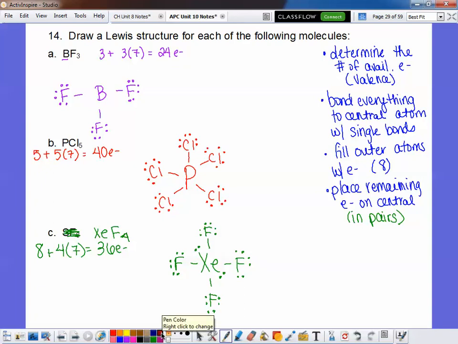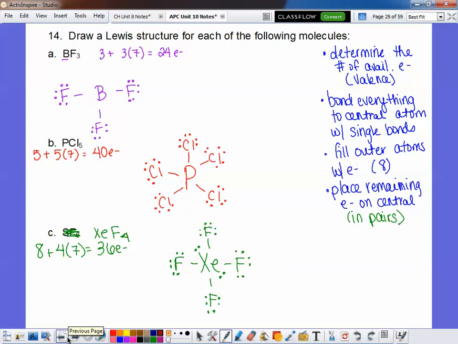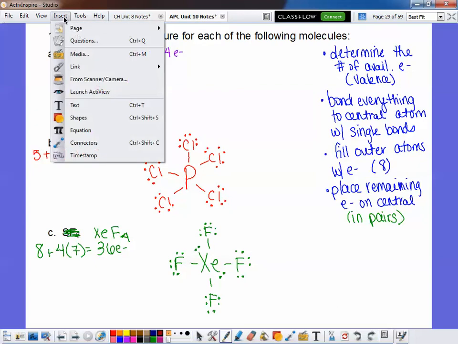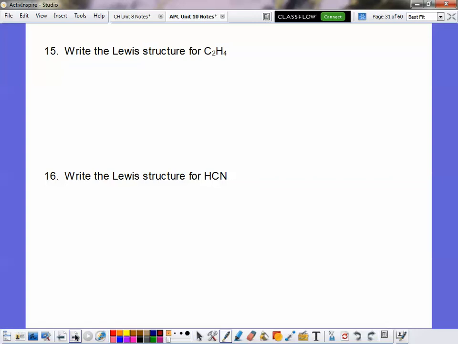All right? So just some rules of thumb to help you figure out how many bonds. Actually, when I go into Let's Review, I'll talk about that. So let me just go to the next. All right, there we go.